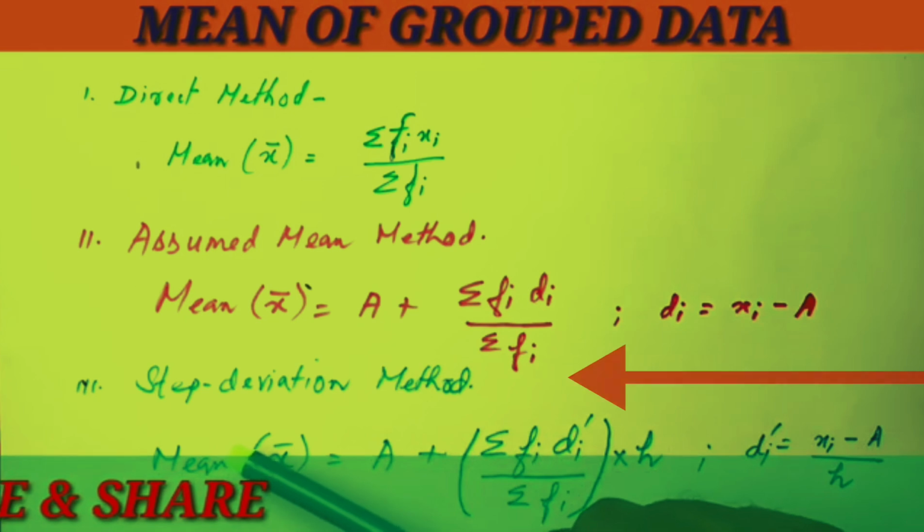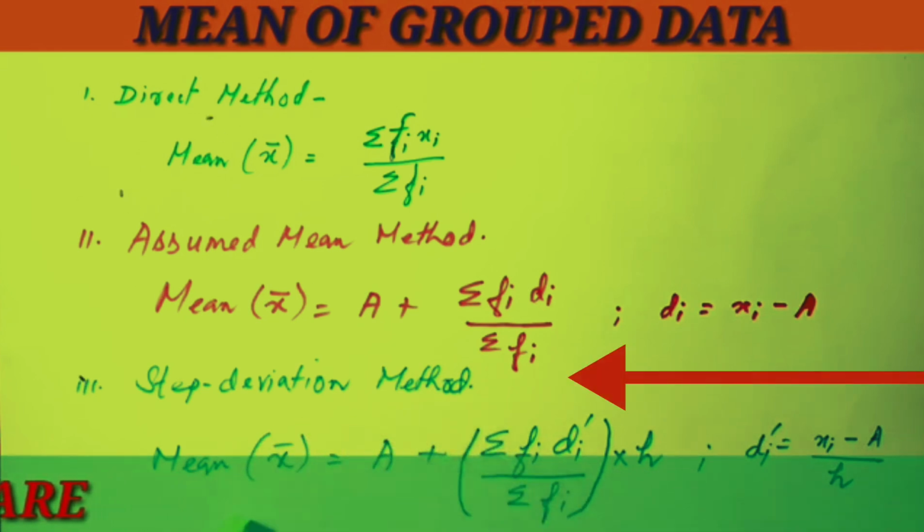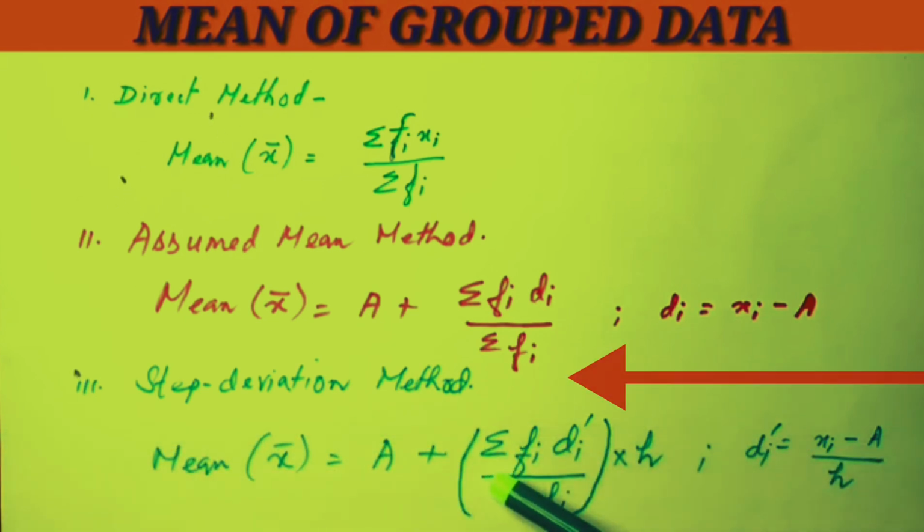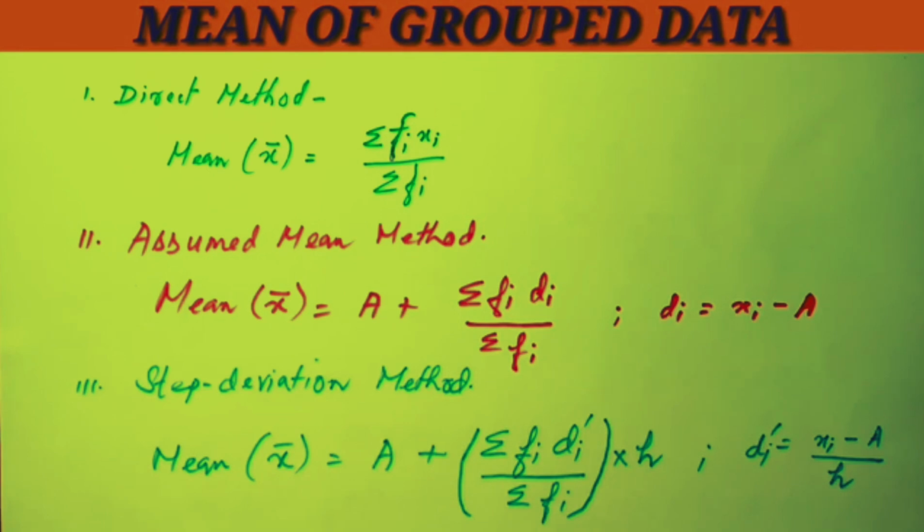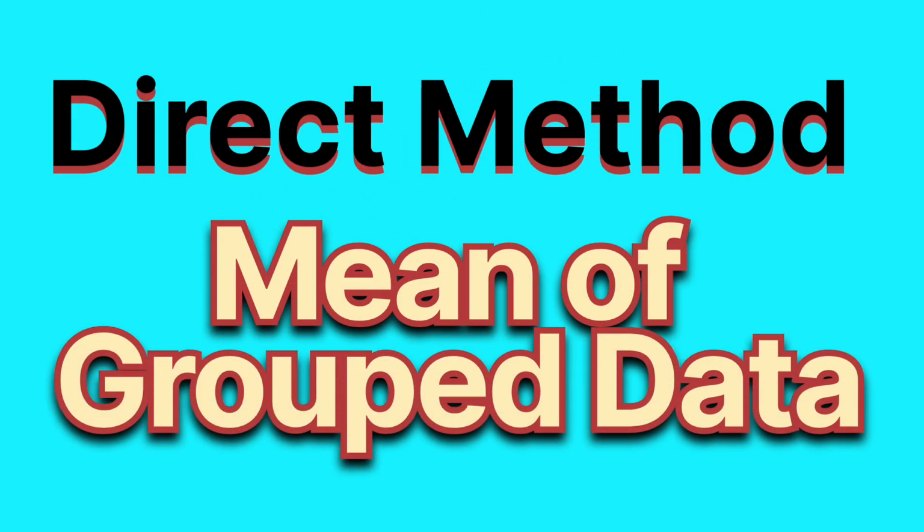Third method is our step deviation method, where mean is given by a plus summation fi di dash divided by summation fi, into h, where di dash is given by xi minus a divided by h. So to understand better, let us go to the exercise and learn statistics in a better way.